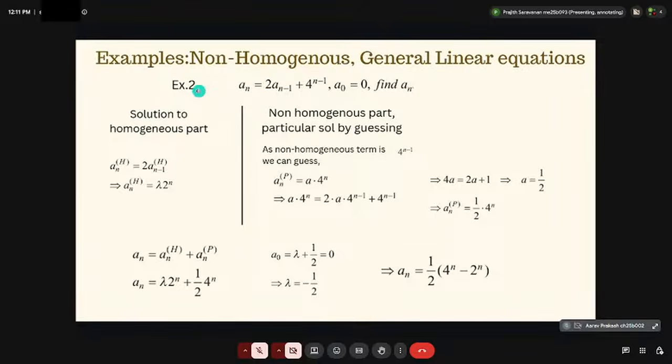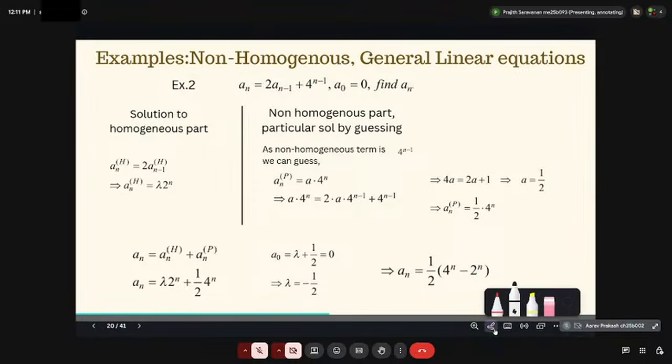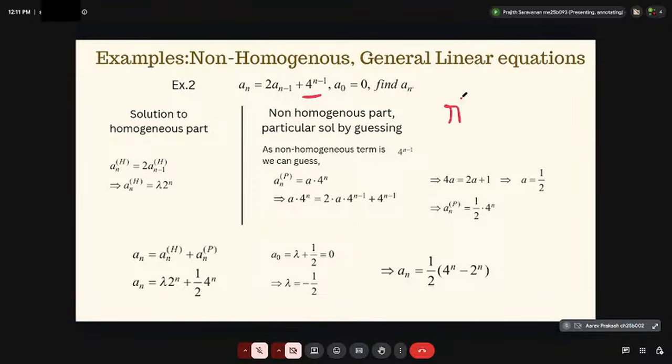So first, let's consider this example. This is also very similar, but here we're having 4 power n minus 1. Immediately you will see your non-homogeneous part, 4 power n minus 1. We have to guess, it is the r power n form. We have to guess a times r power n, where a is a constant. So simply for 4 power n minus 1, you will guess a times 4 power n. Once you guess a times 4 power n, you will put that back here. You will get this. You will solve for a. 4 power n's will cancel, so n won't be there.